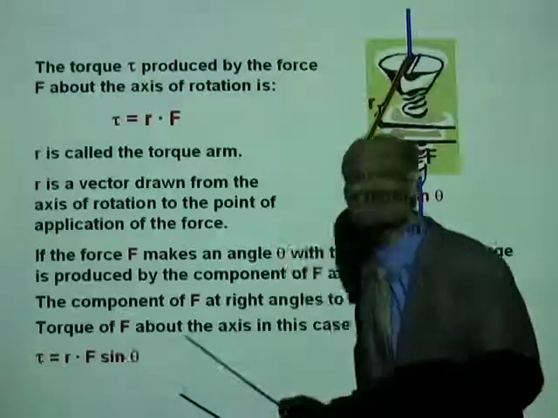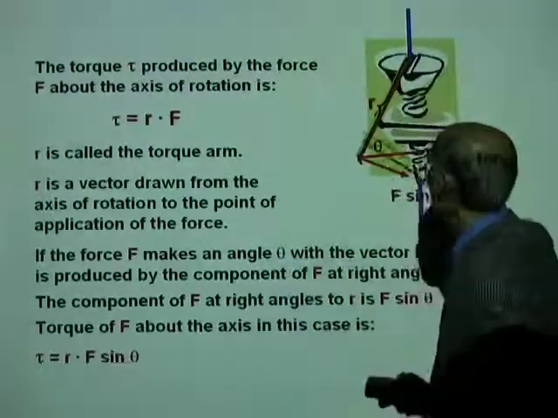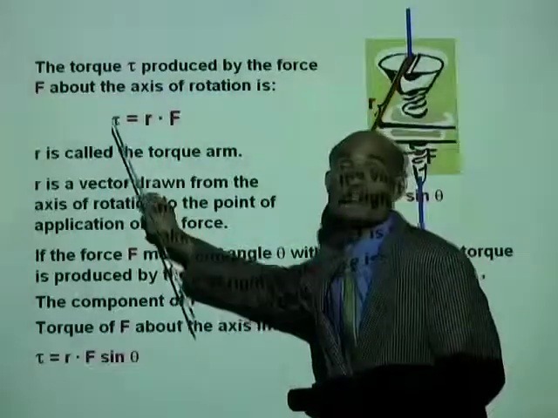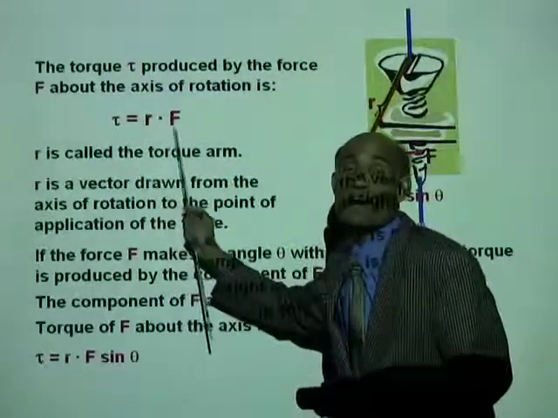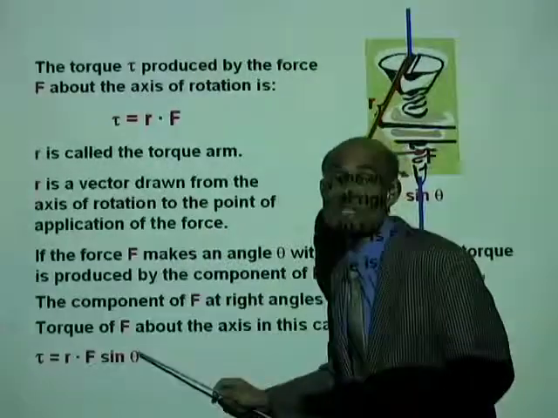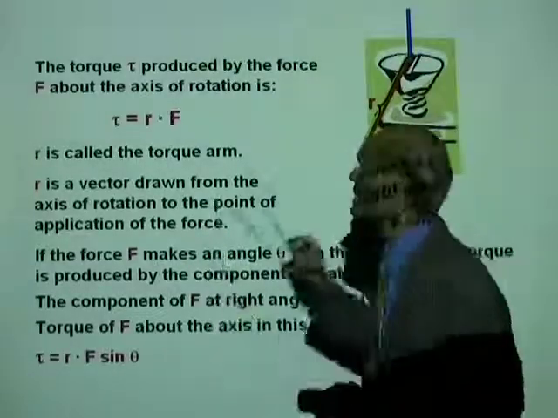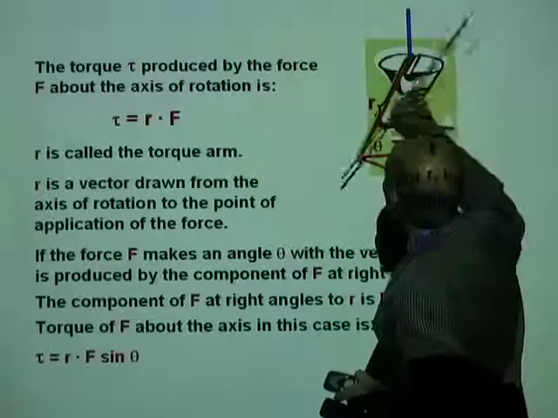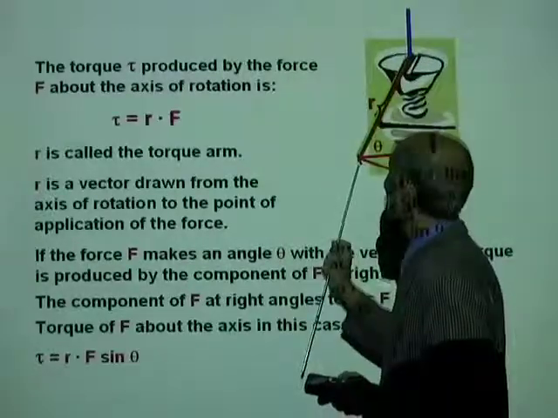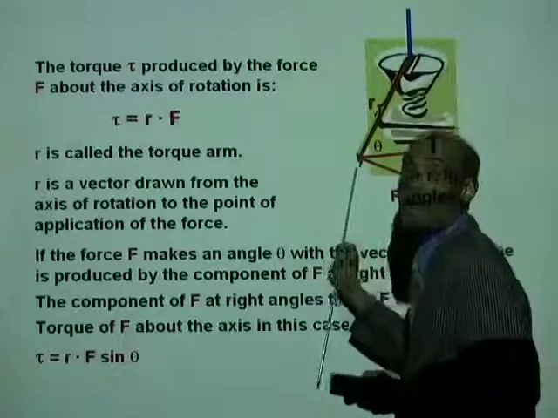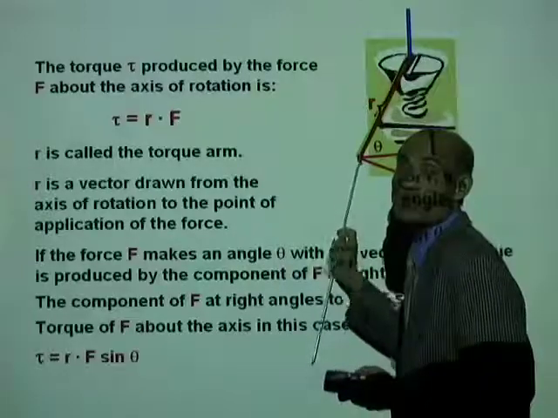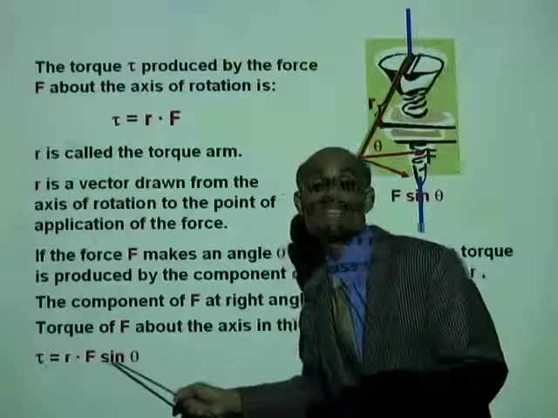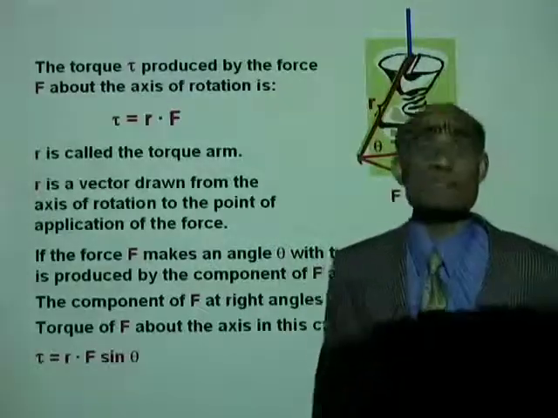When theta equal to 90 degrees, tau equal to r times F. In other words, sine 90 is 1. If theta equal to 0, that means the force and the torque arm are in the same direction. The angle between them is 0. That means that force cannot produce a rotation.